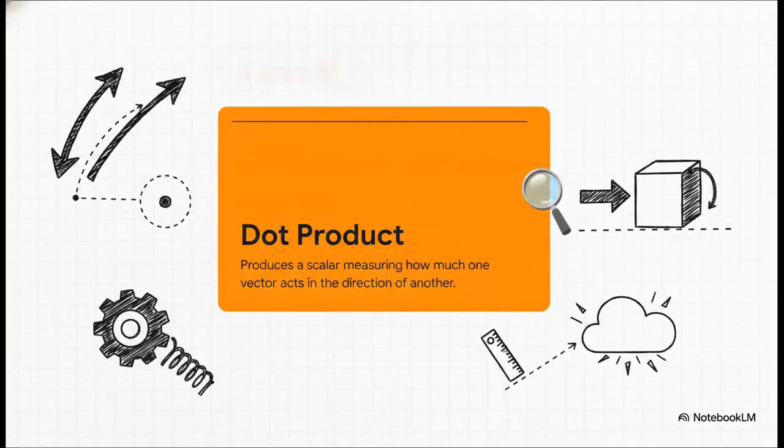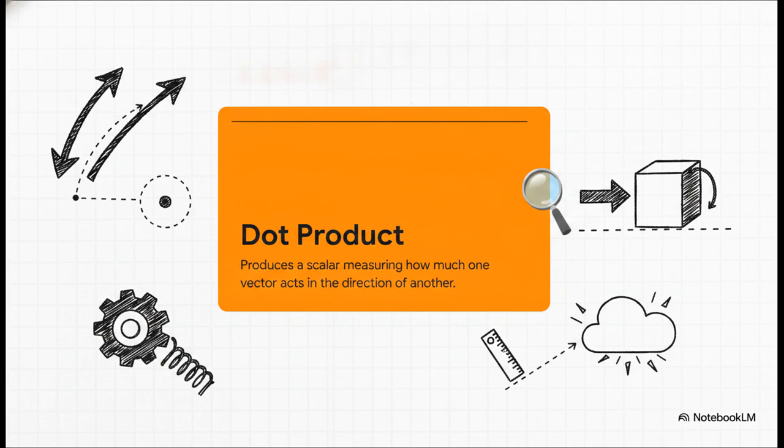But what about multiplication? Well, this is where it gets incredibly fascinating. Vectors actually have 2 totally different ways to multiply. The first is the dot product, also known as the scalar product. You input 2 vectors, but you output a scalar, meaning just a regular number. It essentially measures how much one vector acts in the exact direction of another.